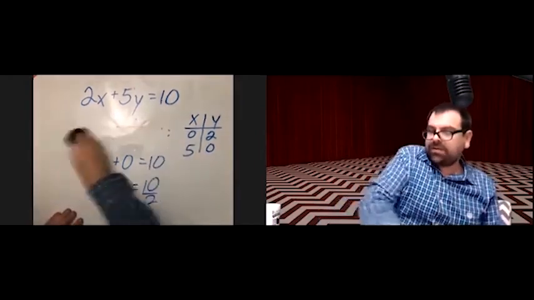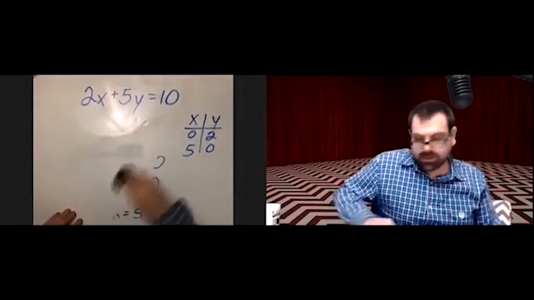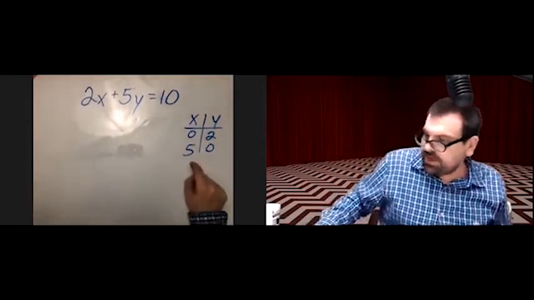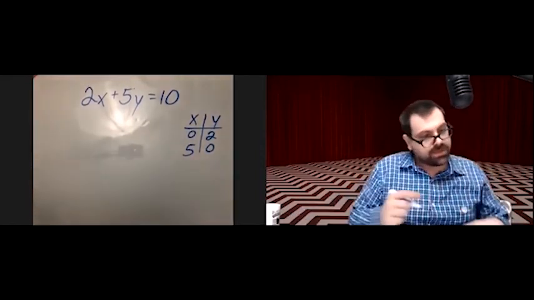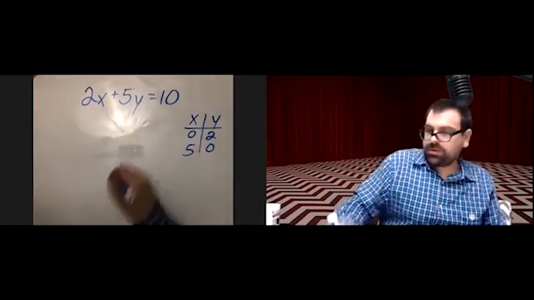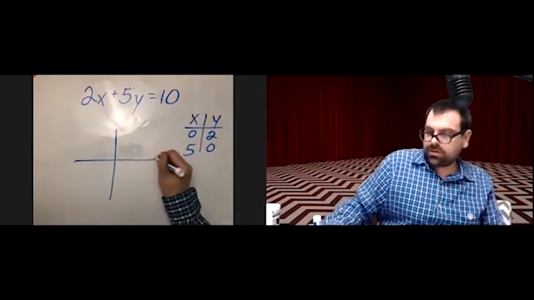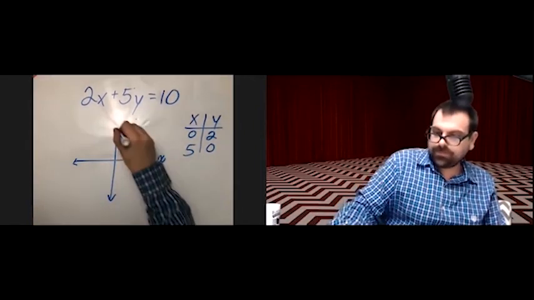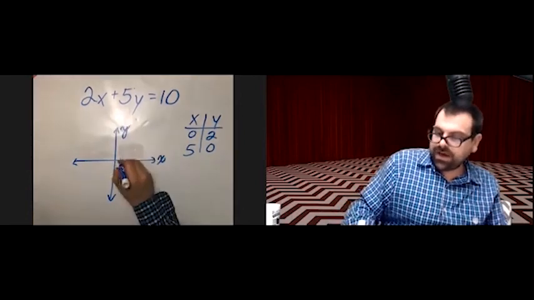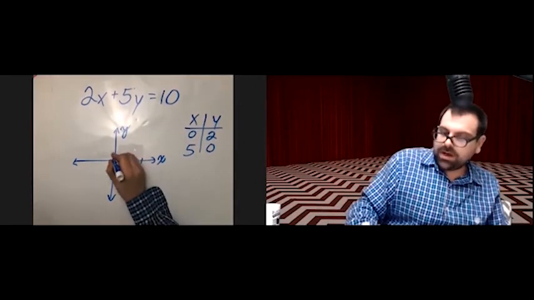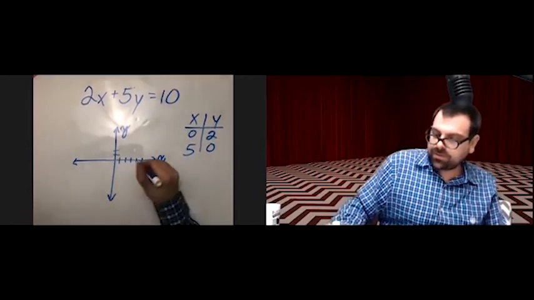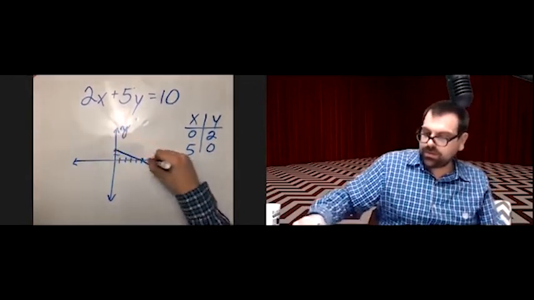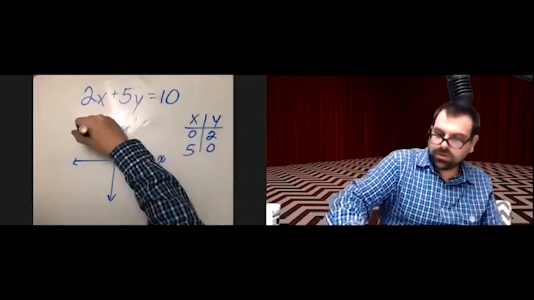Once we have those 2 points, the x-intercept is at 5, the y-intercept is at 2. X-intercept is at 5, 0. Y-intercept is at 0, 2. Those are our 2 points that we can then use to draw the line.